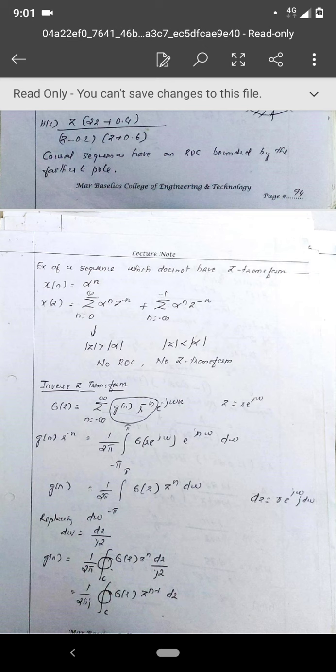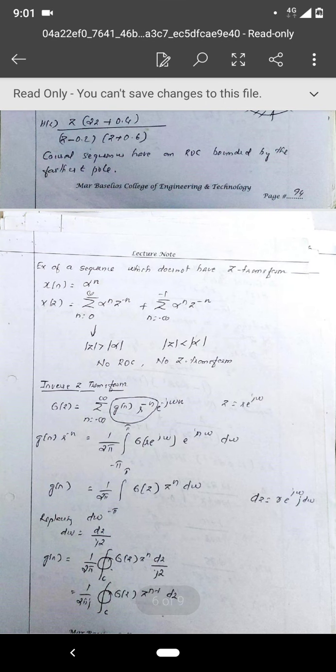The next portion is regarding the inverse Z transform. We'll see that in tomorrow's session. One thing I have to mention: you have to revise the partial fraction method. We have already seen the partial fraction method when we discussed the inverse Laplace transform. Just revise that, because the same methodology will be used here to find the inverse Z transform. We'll see that in tomorrow's class.